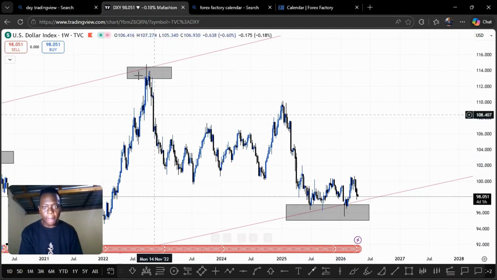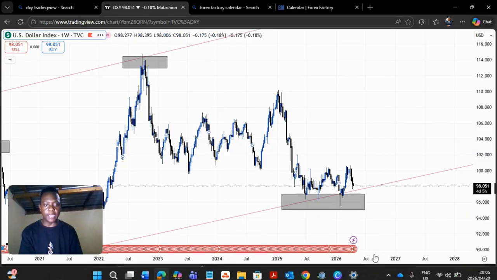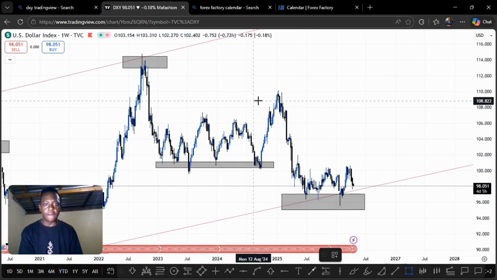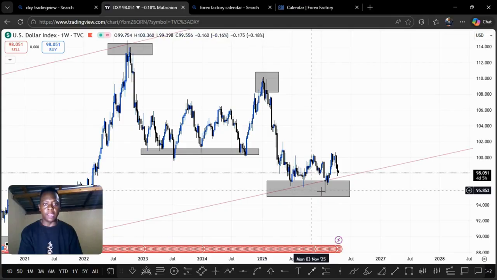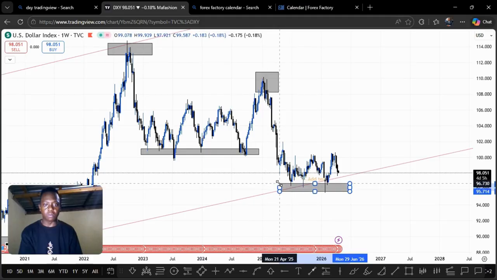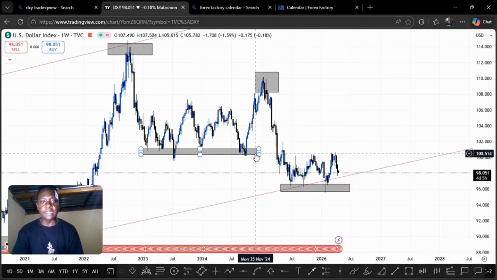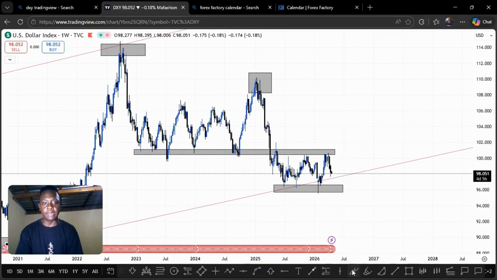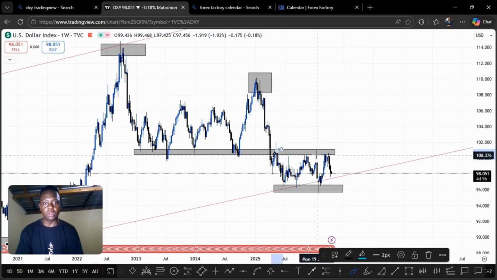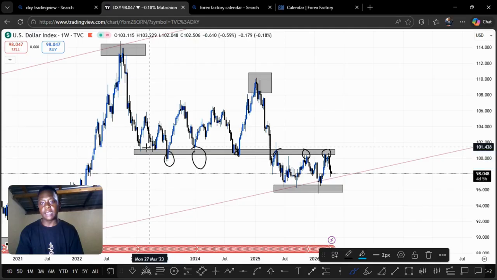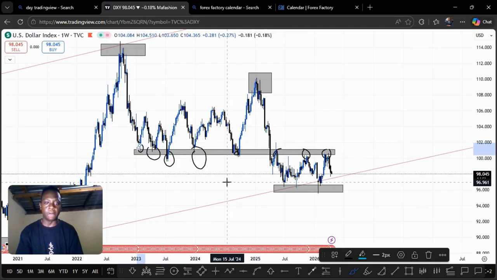So let's go. From here, we can clearly see that we have a high, we have a low here, we had another high and a low here. So what does this tell us? If we extend our rectangle here, we can clearly see that the market has been playing around these levels multiple times. So it shows that this is a significant level, you know.